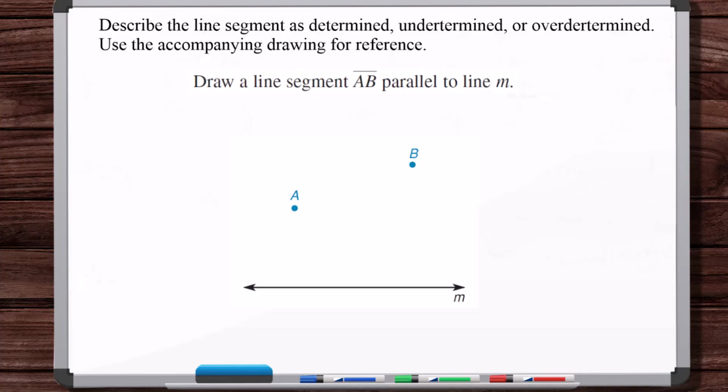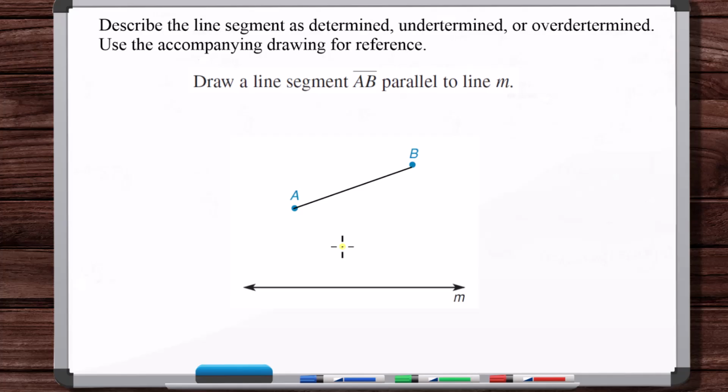Okay, draw a line segment AB that's parallel to line M. That would be overdetermined, overconstrained. Because how can I draw a line segment that has the endpoints A and B and is also parallel to line M? It's not that that's not possible, it's just you need more information. The point they're making is that I know where those 2 points are in space, but I'm just telling you they're 2 points in space, and there's this other line M somewhere in that same plane.